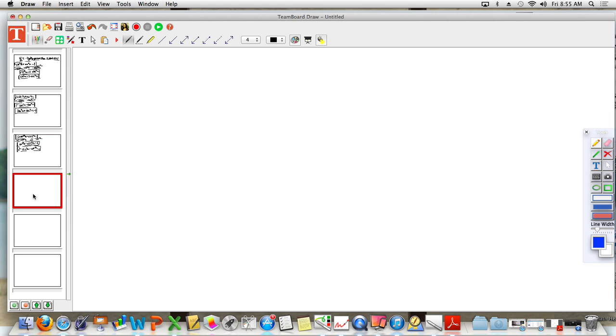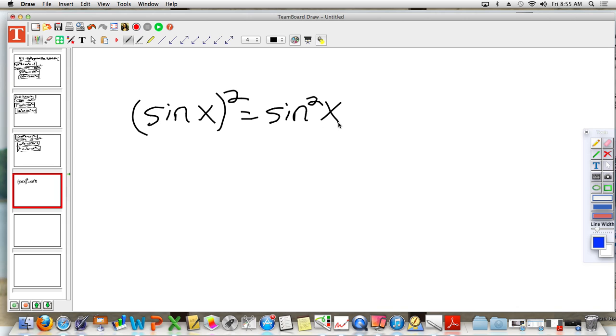Now, I want to talk to you guys about this. If you have the sine value of x squared, that is exactly the same thing as taking the sine squared of x. Those things mean exactly the same thing. Why? I don't know. You just need to know that it is acceptable to put the squared there.